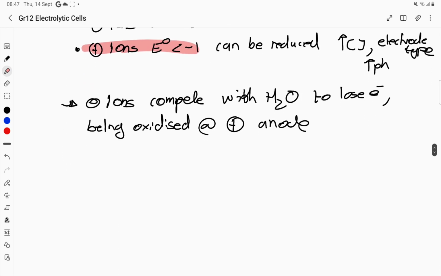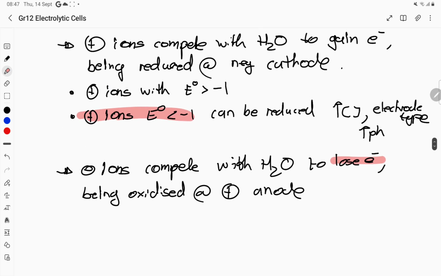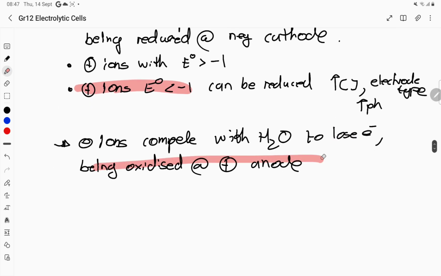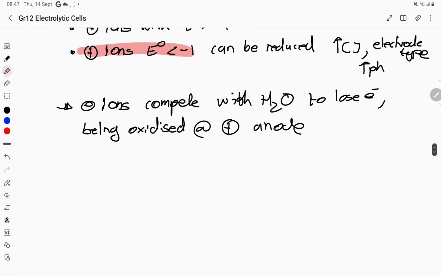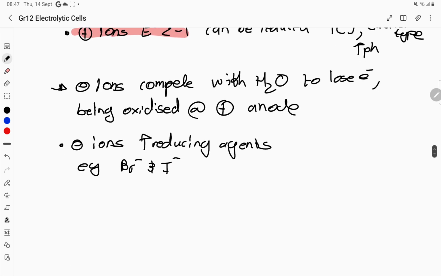All right, so let's take a look at the negative ions. They compete also with water to lose electrons, to be oxidized at the anode. So how do we determine this? We look at which negative ions are the stronger reducing agents from our table. So for example, Br minus and iodine ions will always be oxidized.